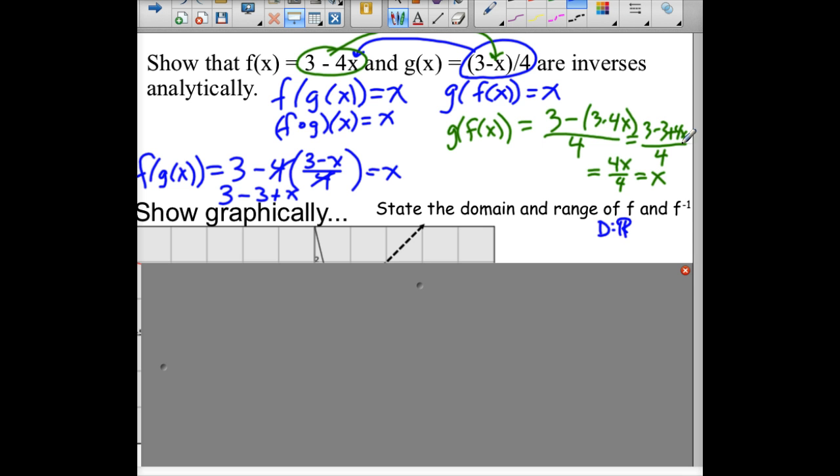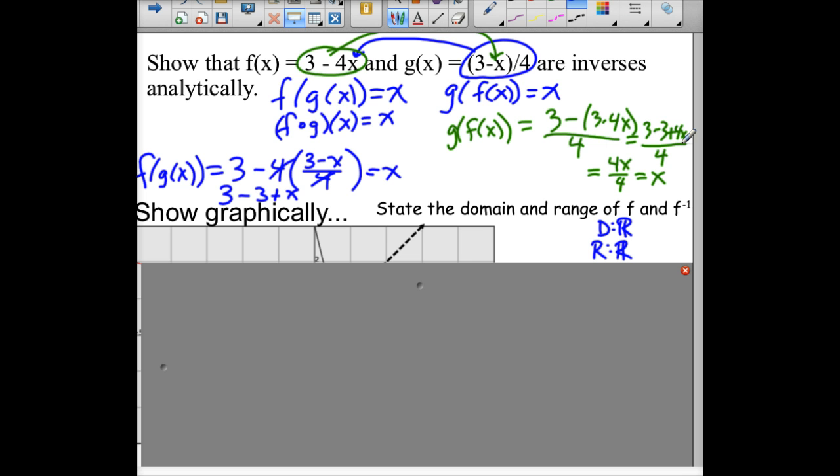Do you remember that notation of all reals, where you just do a big letter R with two bars for the bar? And then the range of f, what types of numbers will come out of that? Will they all be positive? Will they all be negative? Will it be all real numbers? All real. It's a straight line. It's going to have no asymptotes, no holes in it. Range is all real. What about the inverse?